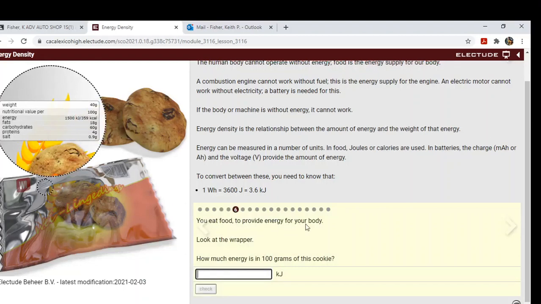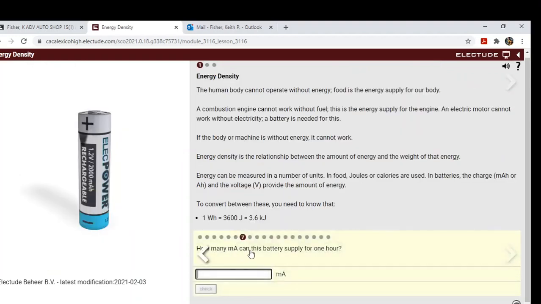You eat food to provide energy for your body. Look at the wrapper. How much energy is 100 grams of this cookie? Well, if you look over here, energy is asking for kilojoules, so it's 1,500. How many milliamp hours can this battery supply for 1 hour? Well, if you look over here, it says 2,000 on the side of the battery. What is the voltage of the battery? It says right here, 1.2.